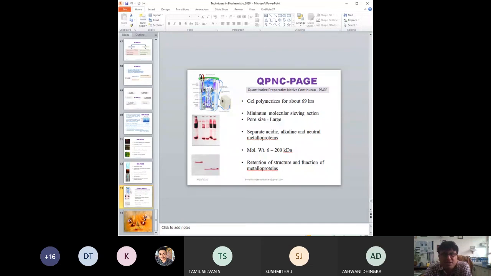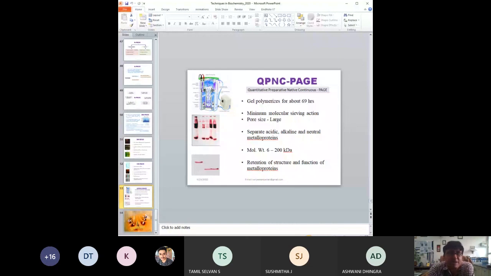Pore size is very large, and it is basically used to separate acidic or alkaline or neutral metalloproteins. The molecular weight which you can separate is 6 to 200 kilodaltons. The structure and function of metalloproteins can be easily retained on the gel. And hemoglobin, which is also a metalloprotein, was first characterized using the QPNC page method only. Other metalloproteins too, people are using this in industry. So this is basically used by industry people.